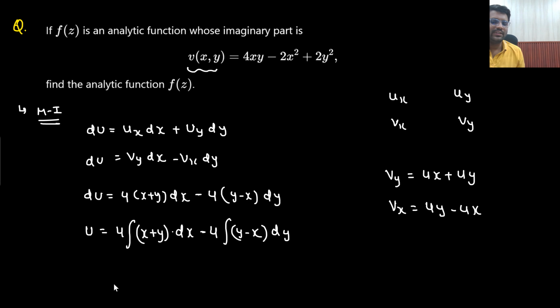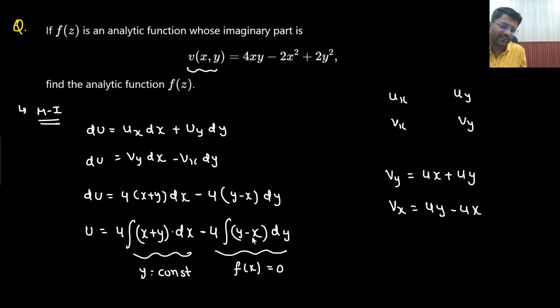Did I tell you how to solve this equation? Here you will treat y as constant, and in the second term, treating y as constant, the function of x will go to 0. So this is the function of x, this will go to 0. Only the function of x, you will not do anything with y.